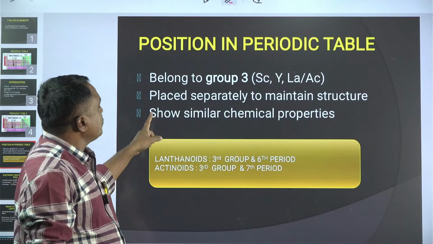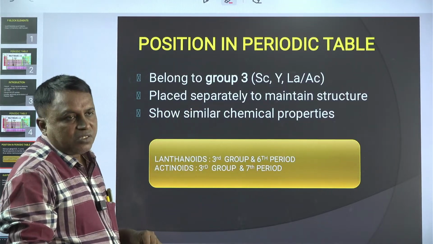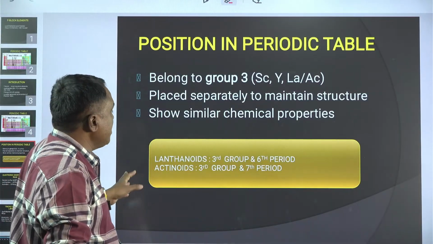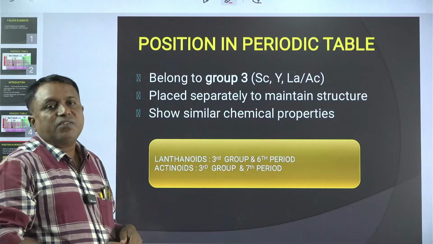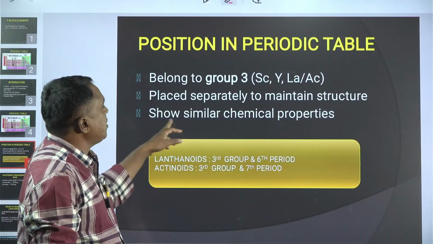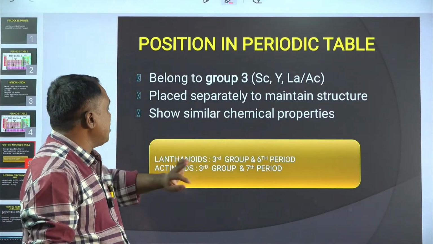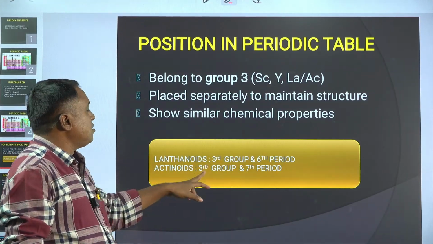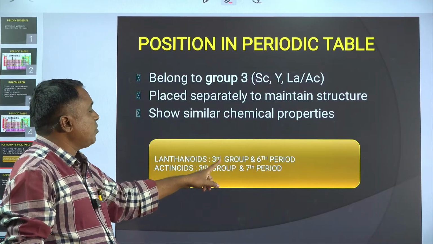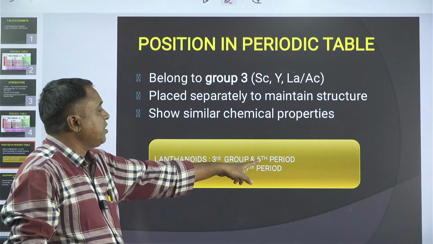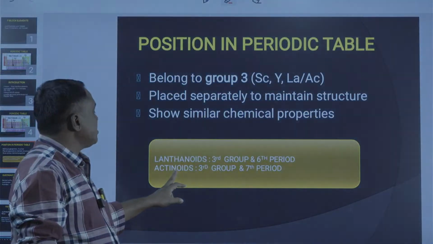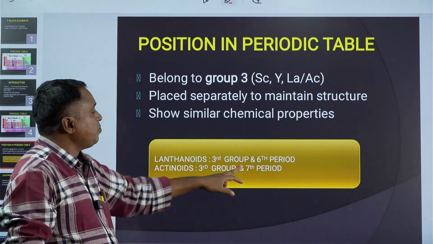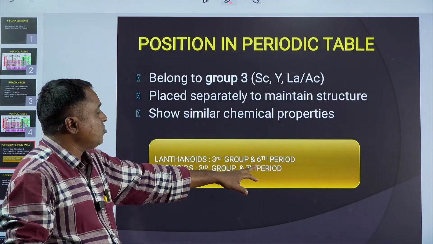And also they show similar chemical properties. That's why they are placed in two separate rows, one the 4F series and another the 5F series. So lanthanides belong to the third group and sixth period, and actinides belong to the third group and seventh period.